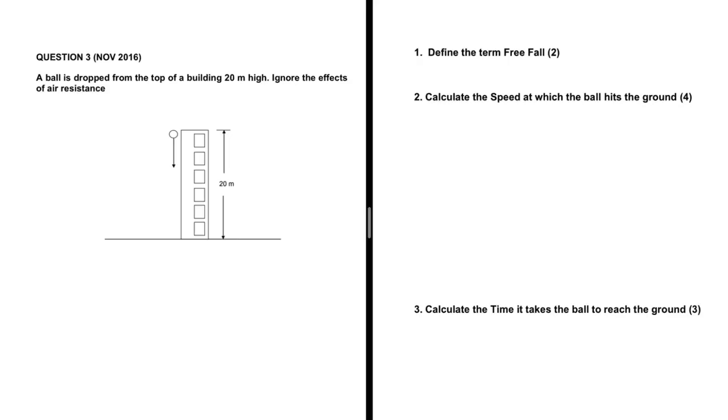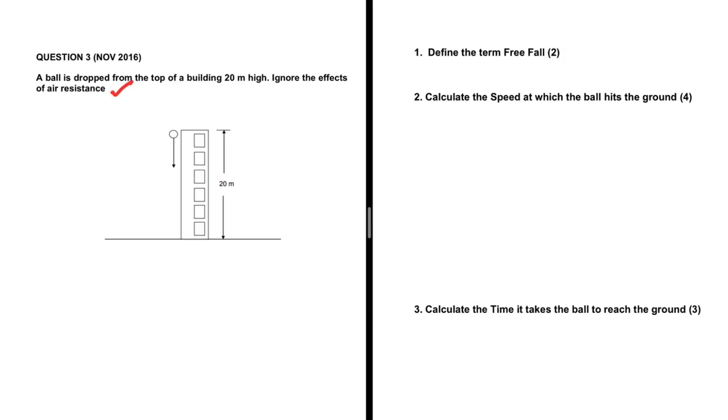A ball is dropped from the top of a building 20 meters high. Ignore the effects of air resistance. There isn't a lot going on in this question. The first question, define the term free fall. So free fall is the motion. Keyword, motion. Free fall is the motion of an object under the influence of only gravity.